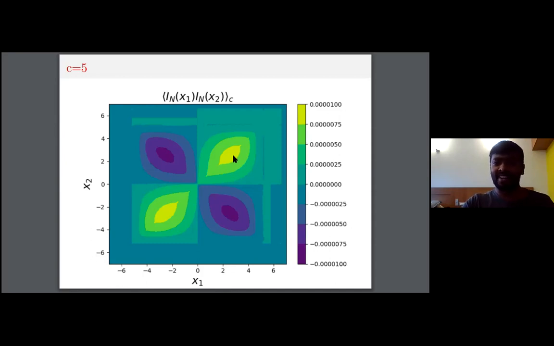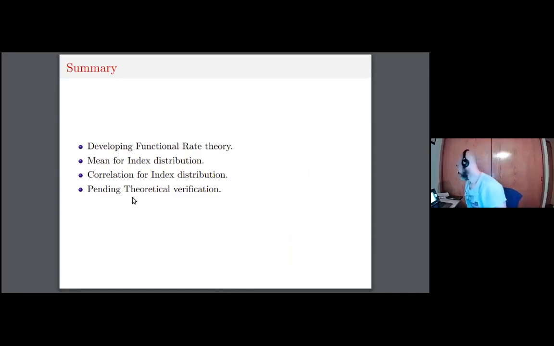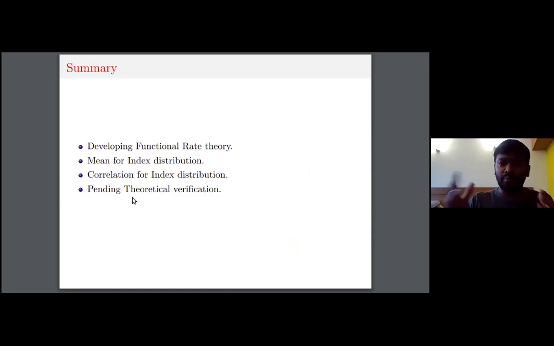To summarize what we have done: we are developing this functional renormalization theory with Professor Isaac, and we computed the mean for the index distribution through exact diagonalization. We would like to verify it using the theoretical population dynamics algorithm, but that will have to wait for now. Similarly, correlations also need to be verified and better understood. Thank you.